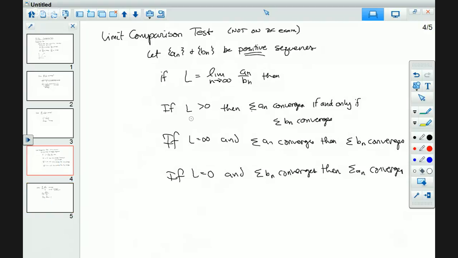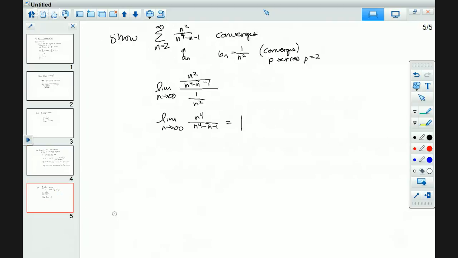If it's greater than 0, that converges, and only if that converges, right? So what can we say about this series here? Yeah, so we can say that since... okay, so that'll be the limit comparison test. Very similar to the comparison test.